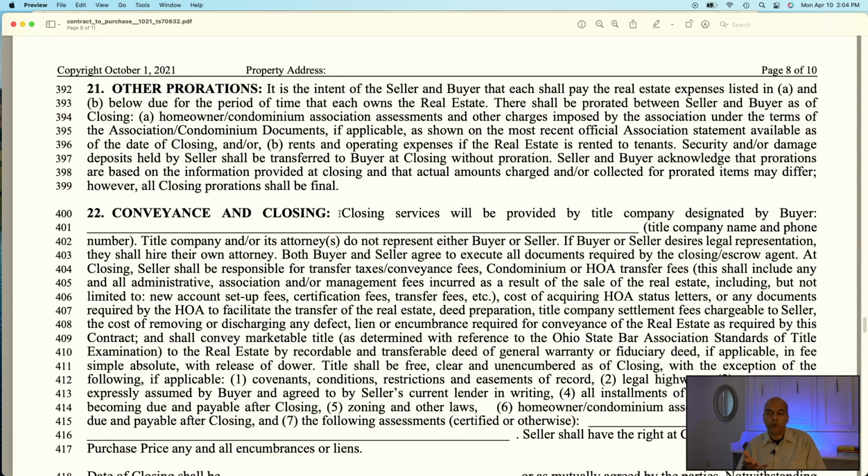There may be other prorations to cover in here. So for example, HOA dues, if the property is rented out, splitting any prorated rent. So tenants are paying on the first of the month, they're closing in the middle of the month, how is that prorated? Any security deposits, how are they going to be credited to the buyer?